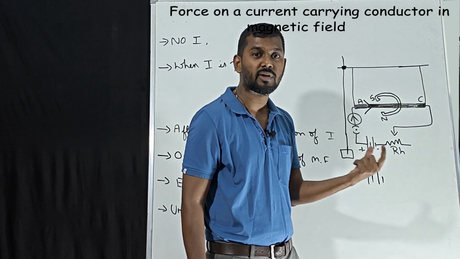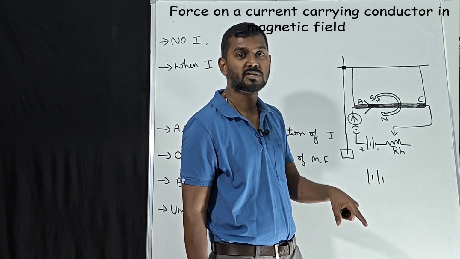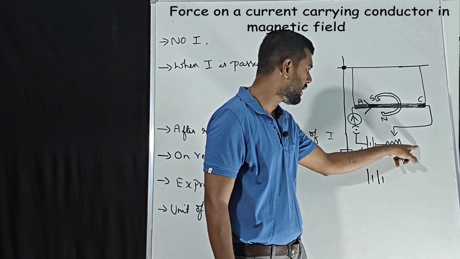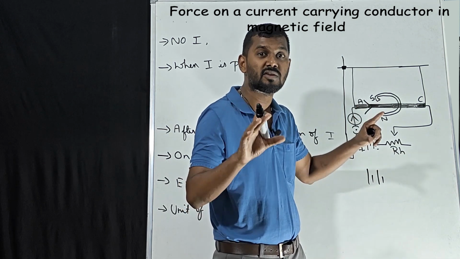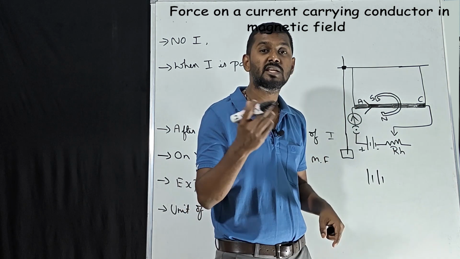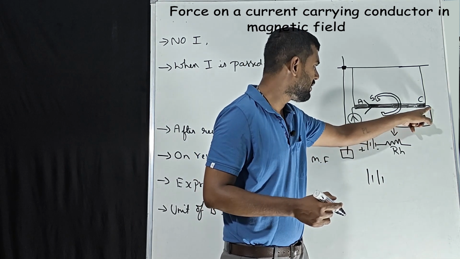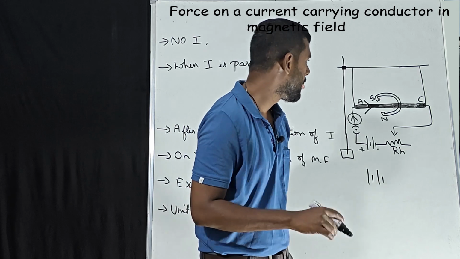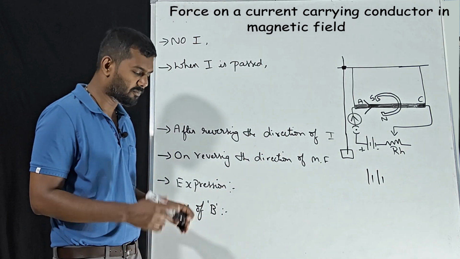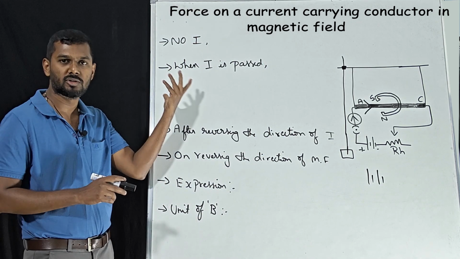So how to differentiate between a resistance and a rheostat? If you connect it somewhere here, it becomes a resistor. A resistor has a fixed value. In a rheostat, we can change the value of resistance. So whenever we are drawing the rheostat, this arrow mark is very much important. Now once we understand the setup, we will directly go into the topic.